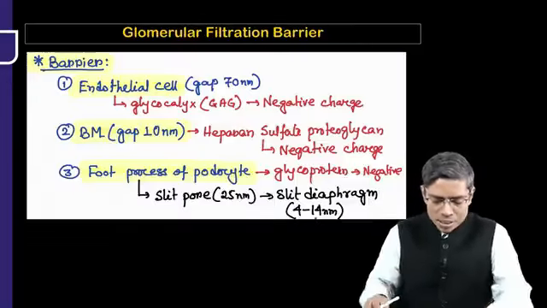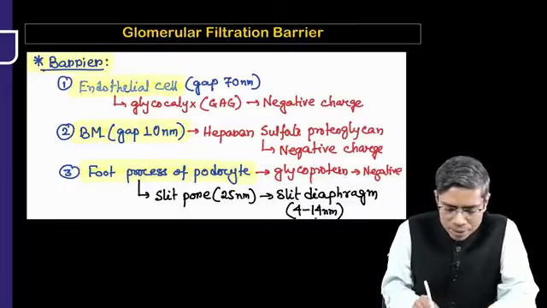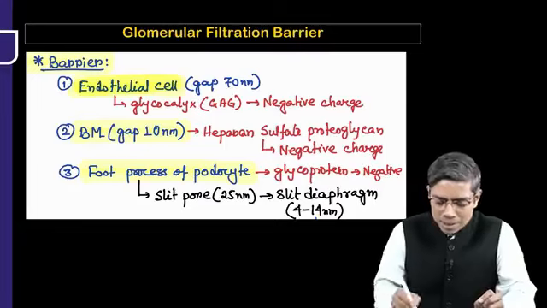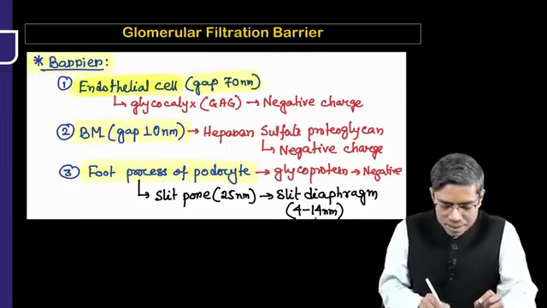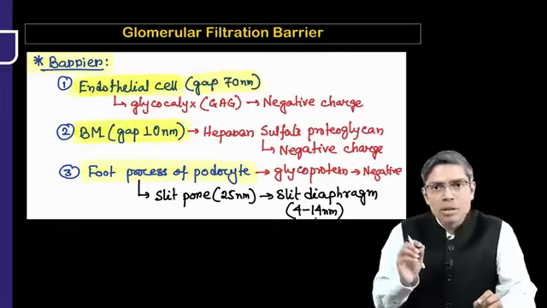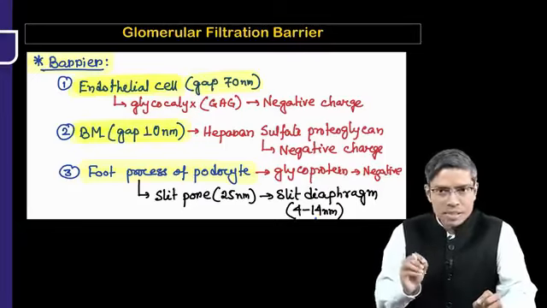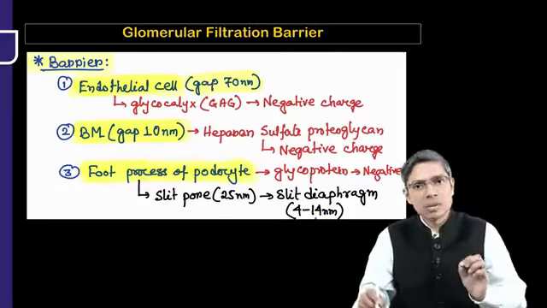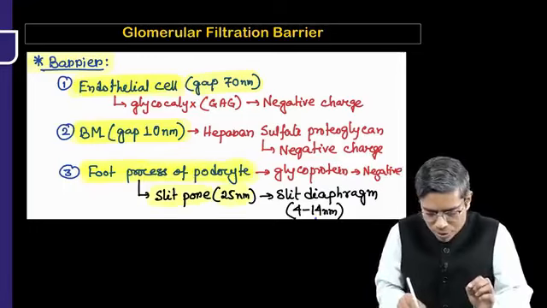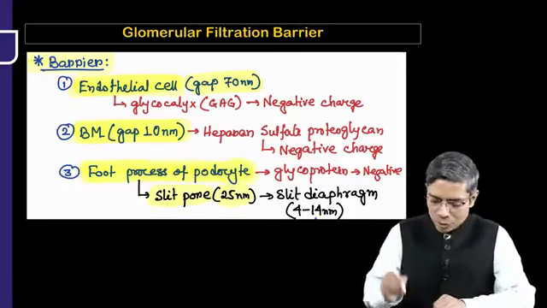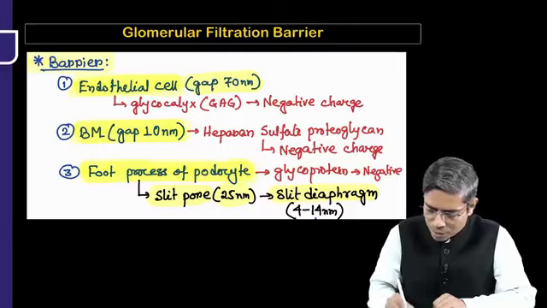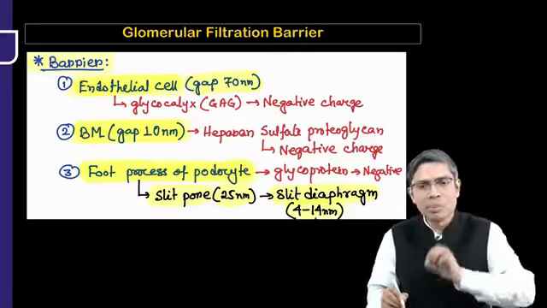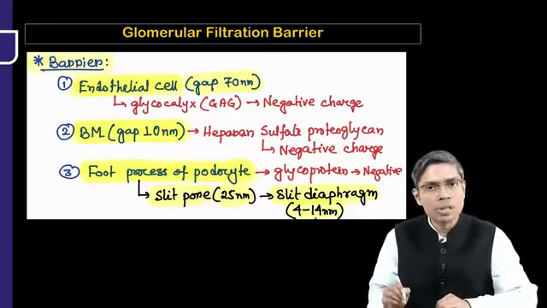So you have to quickly revise here. The endothelium cell of the glomerular capillary is a fenestrated type of capillary with a gap of 70 nanometer. The second layer is the basement membrane. It also contains a little bit of gap, which is 10 nanometer, and the foot process of podocyte contains a gap which is known as the slit pore. This slit pore is 25 nanometer, and we all know that the slit pore is not completely open. It contains a diaphragm, and this diaphragm also contains multiple openings which have a diameter of 4 to 14 nanometer.